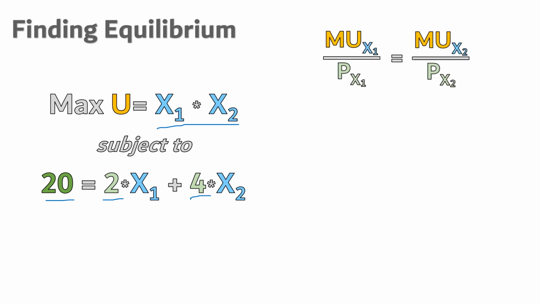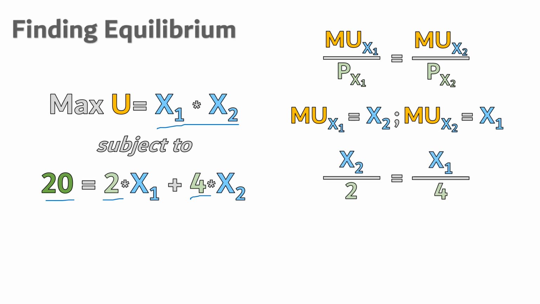We start with the optimal consumption rule, where we equate the marginal utility per dollar. We know that the marginal utility of x1 is x2, and the marginal utility of x2 is x1. We also know the prices of x1 and x2, so we can plug all of these values and variables into our optimal consumption rule. So now we would have x2 divided by 2 is equal to x1 divided by 4. Let's rearrange this equation so that we have it all in terms of x2. x2 is equal to 2/4 of x1.